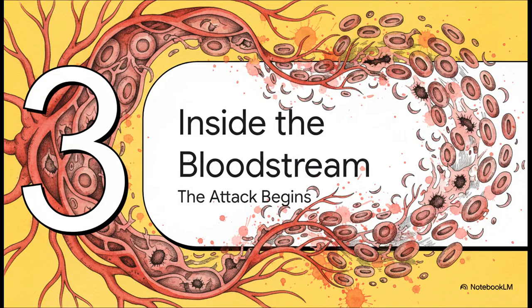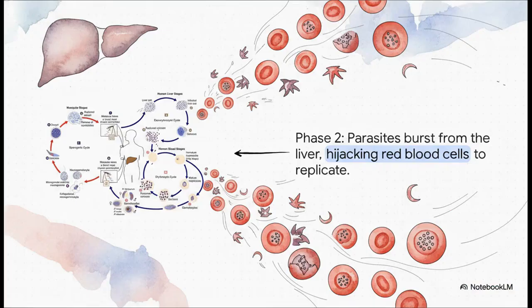After this quiet incubation period, the stealth phase is over. The parasite army is ready to launch its main offensive, and the primary battleground is your own bloodstream. So the parasites burst out of the liver cells and start their assault. Their new targets? Red blood cells. They invade them, hijacking the cell's own machinery to make thousands of copies of themselves. They literally turn our own oxygen-carrying cells into little parasite factories.